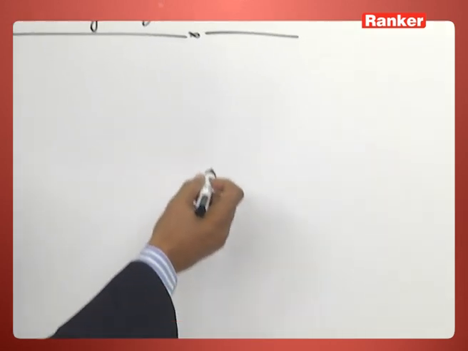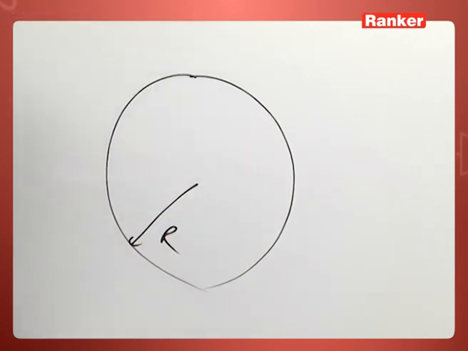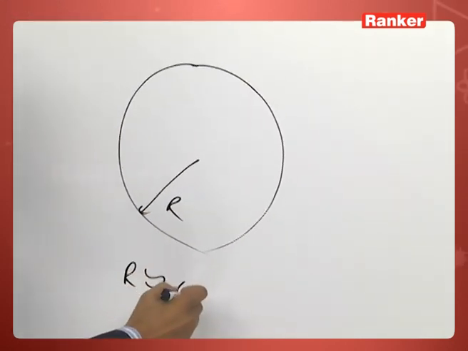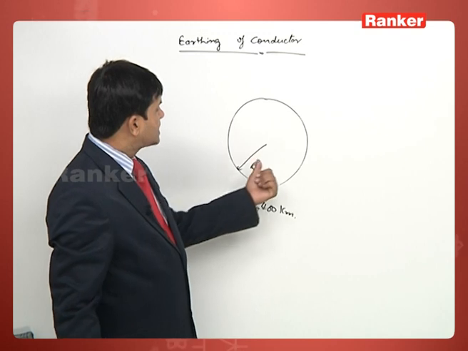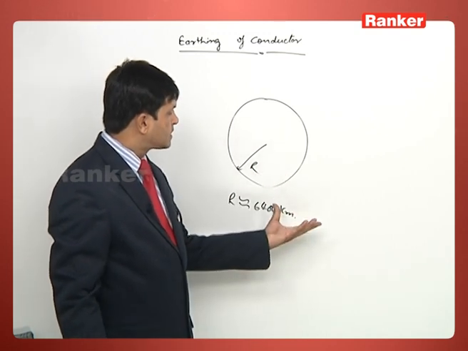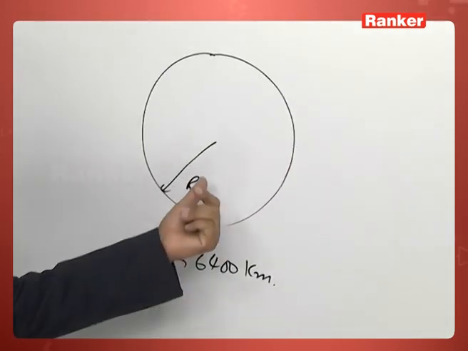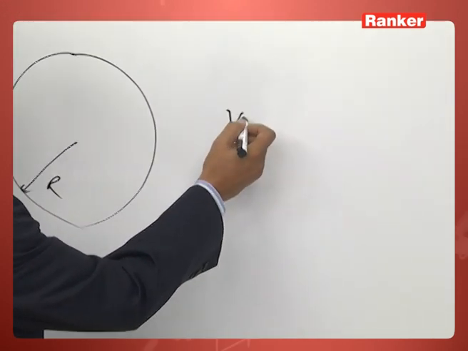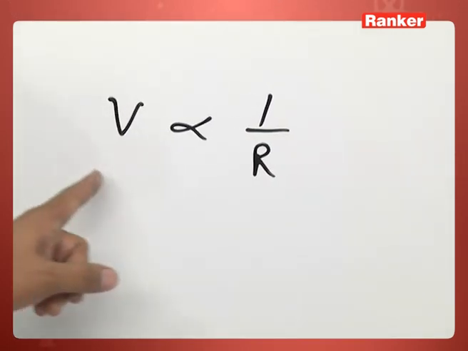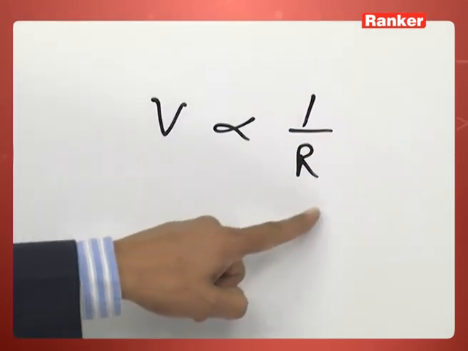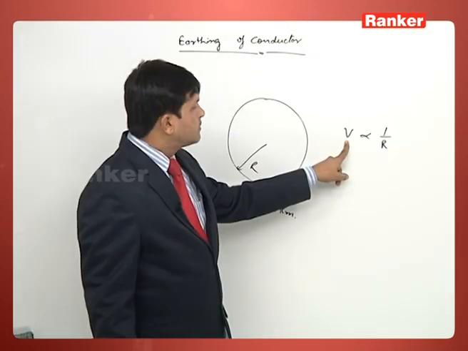Earth is taken as a sphere. As the earth has a spherical shape and its radius is approximately 6400 kilometer, we can say that with respect to any other object on the earth, the size of the earth is very, very large. So being of very large size and spherical shape, as we know, the potential of any spherical body on its surface is given as V proportional to 1 by R. As the radius of the earth is too large, this potential is very, very small with respect to any other body.